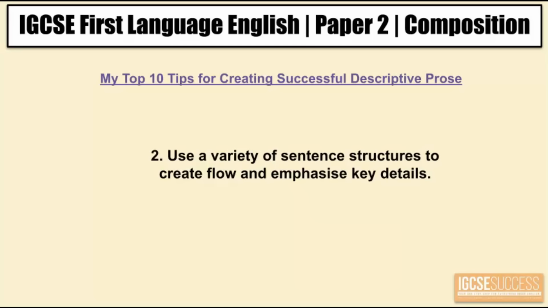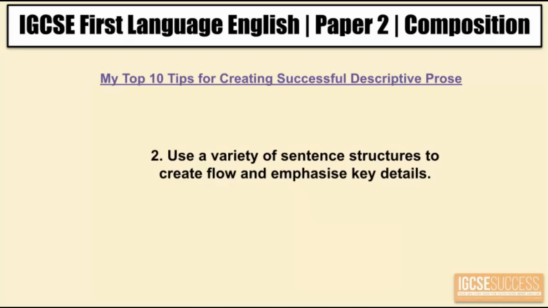Now, my tip number 2 is to use a variety of sentence structures to create flow and emphasize key details. Now, sentence structure is often neglected because lots of students are hardwired to really focus on imagery and vocabulary, but in my opinion, it's equally as important. And mixing up your sentence structures keeps your writing engaging. It helps emphasize key details. For example, short sentences can create impact. Longer, more detailed ones or complex sentences can build atmosphere and flow.